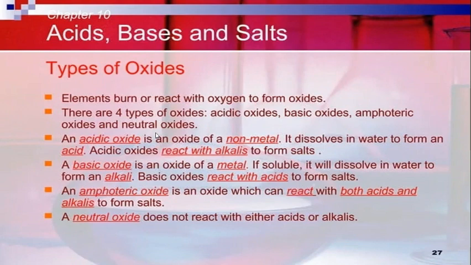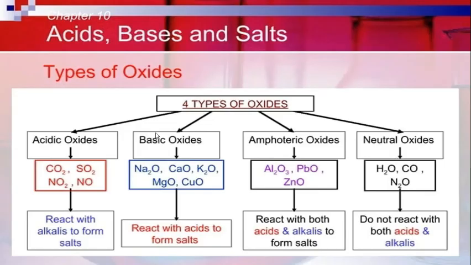An amphoteric oxide is an oxide which can react with both acids and alkalis to form salts. While a neutral oxide does not react with either acids or alkalis. It's quite similar to a noble gas, as we discussed in the last class. If you look at the diagram, these are the types of oxides: basic oxides, acidic oxides, amphoteric oxides, and neutral oxides. And with that, we'll close off right there. You could take a look at the diagram.